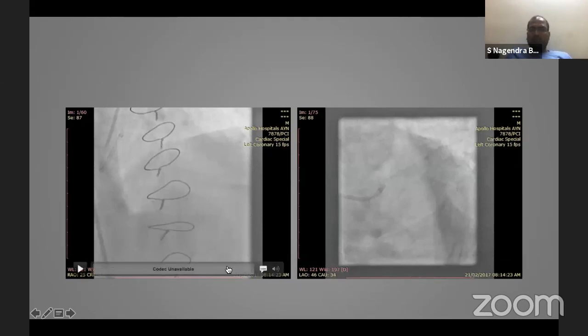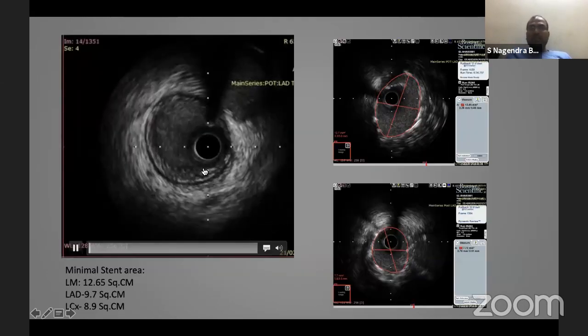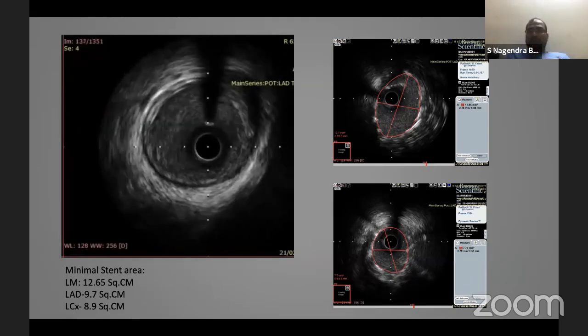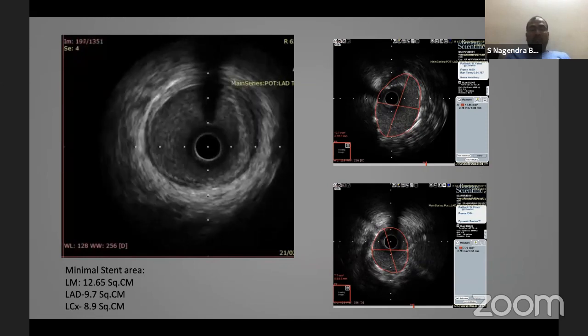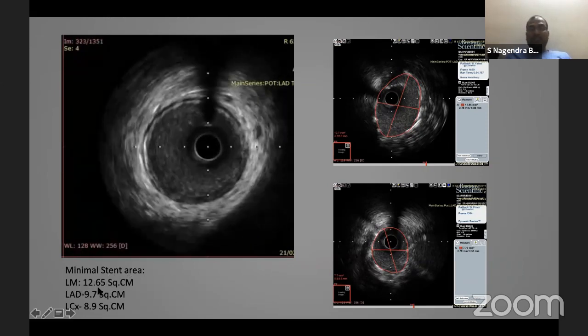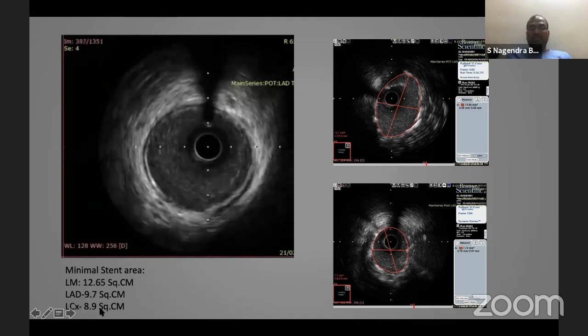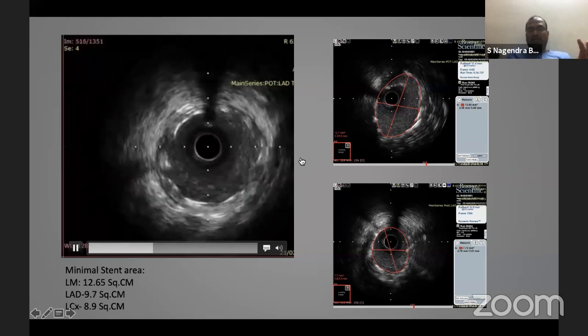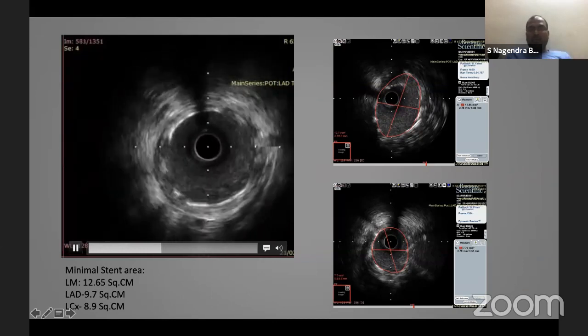Sorry, this is not playing. Okay, so this is the important thing. This is the end result of the IVUS. We are pulling back from the LAD to the left main. These are the minimum stent areas we have got: inside the left main is 12, inside the LAD is 9.7, inside the circumflex is 8.9. So a reasonable amount of lumen area we have acquired.